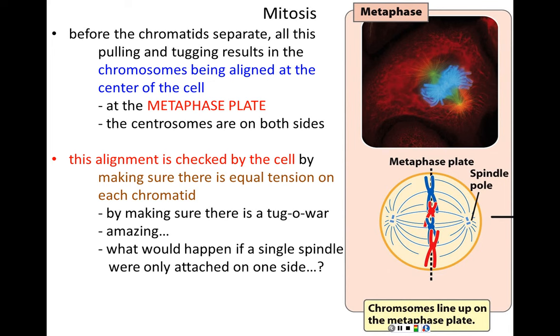Think about if this checkpoint wasn't occurring. Think about if the cell didn't care about equal tension on the line. What would happen if a single spindle, a single microtubule from one side of the cell was attached to one sister chromatid, and the spindle on the other side of the cell, the microtubule from the other centrosome, was not attached to the other sister chromatid?